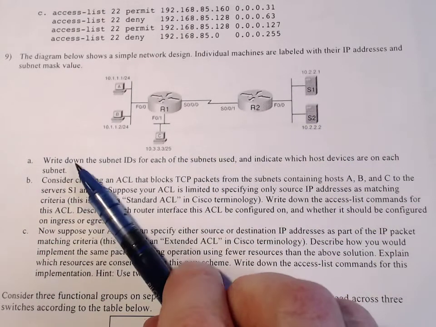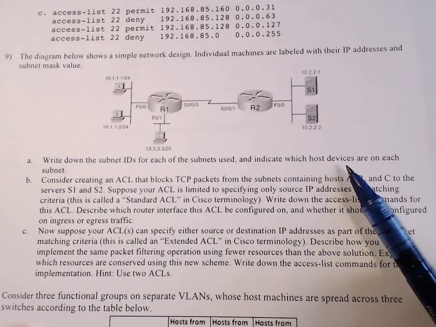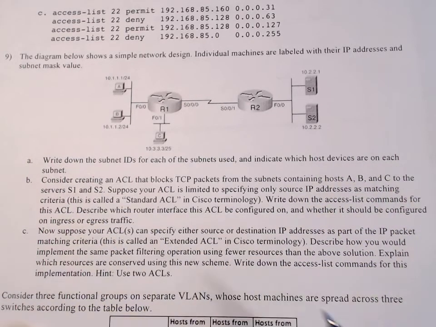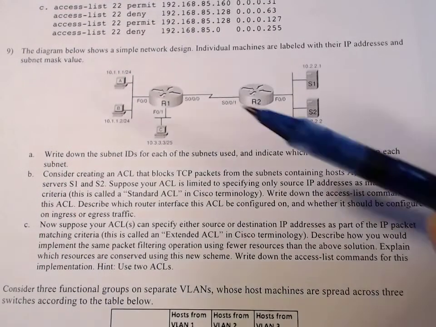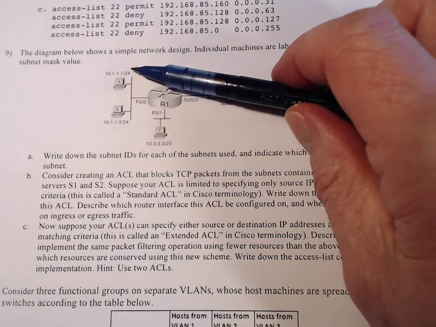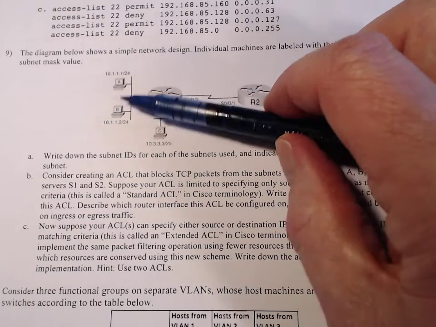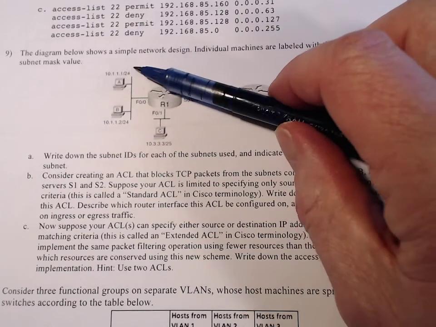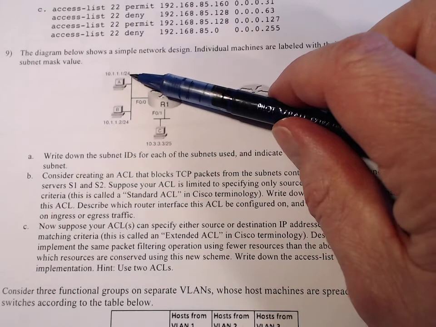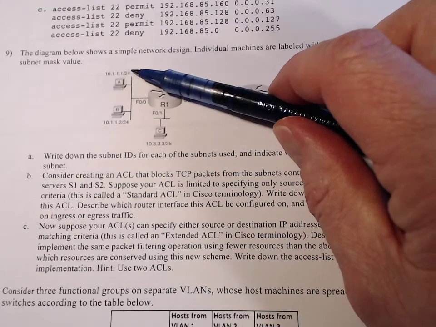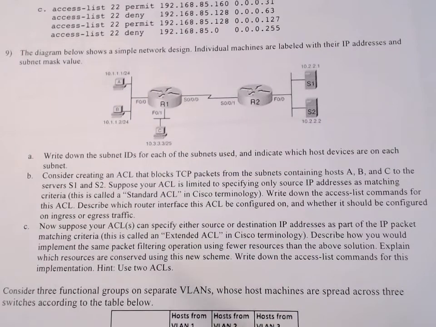So the first thing it says is to write down the subnet IDs for each of the subnets used and indicate which host devices are on each subnet. What I'm going to do is say that, look, 10.1.1.1 and .2 slash 24. Slash 24 means that the first 3 bytes of the IP address are the network address, and the last byte is the host address.